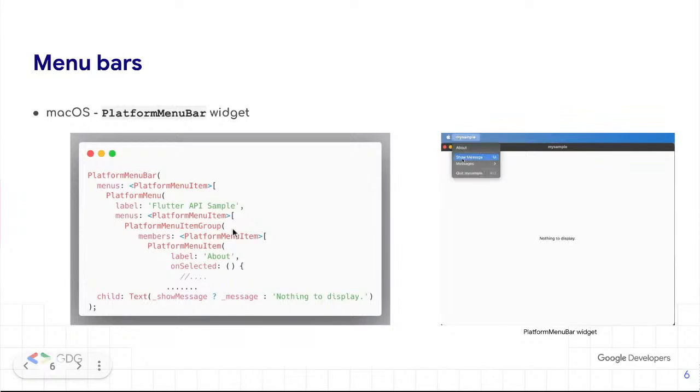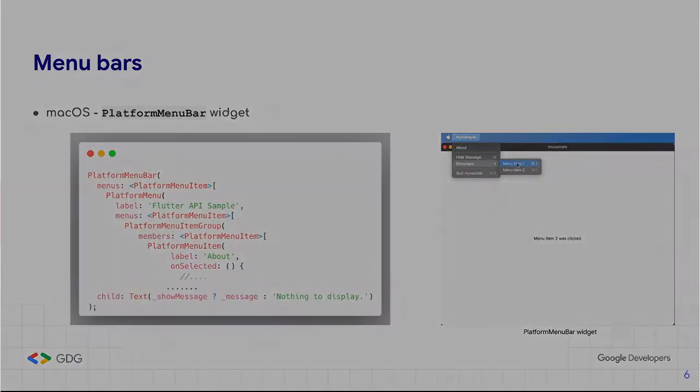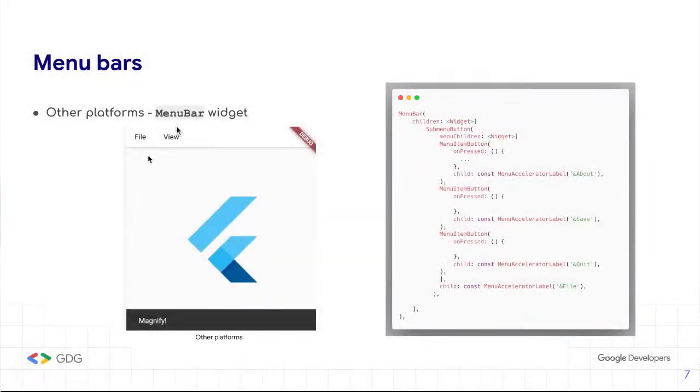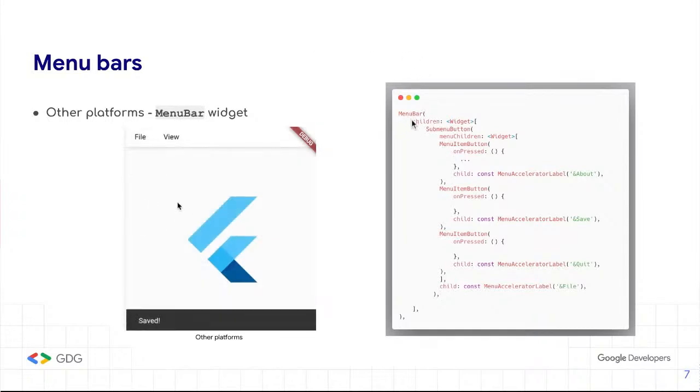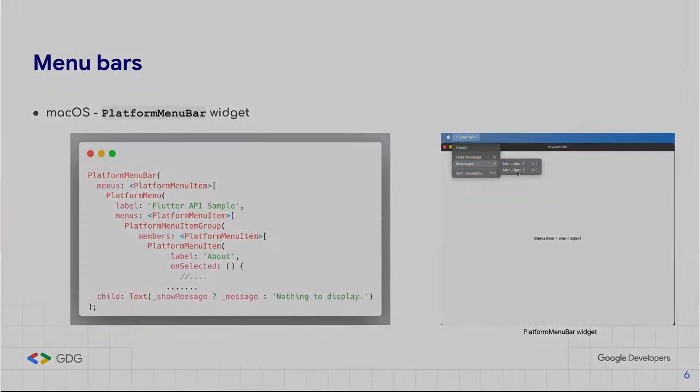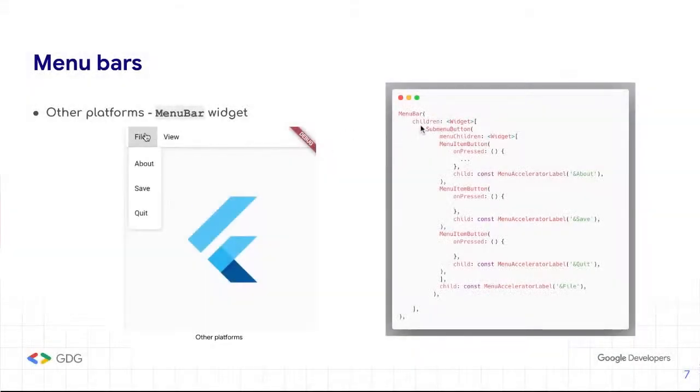So that was for macOS. This is very simple to implement. The next one is going to be for all the other platforms. The widget is going to be MenuBar. So for macOS, it is different. It is PlatformMenuBar. And for other platforms, it's going to be just the MenuBar widget.